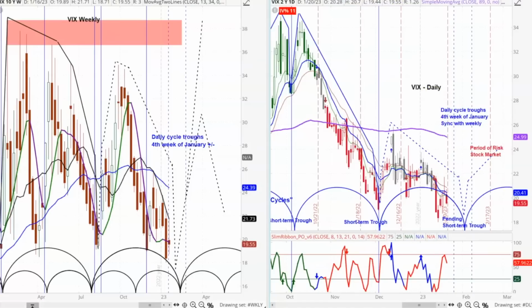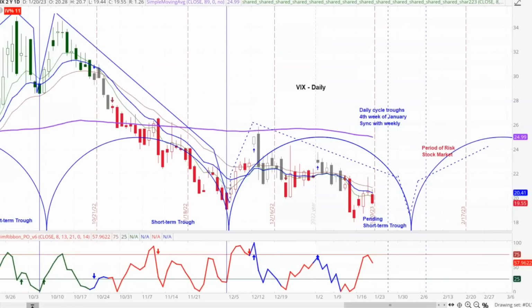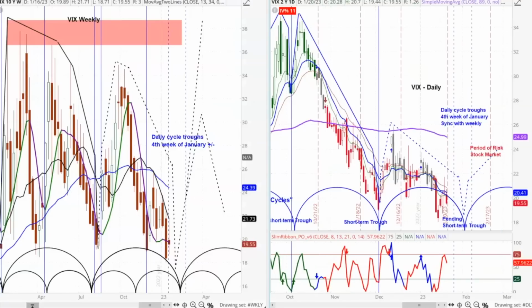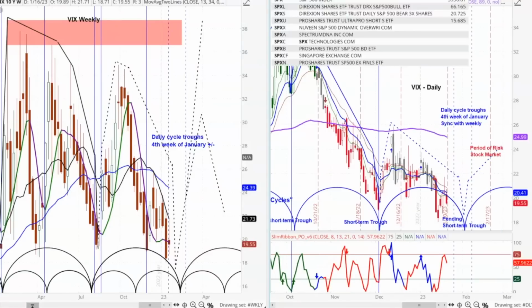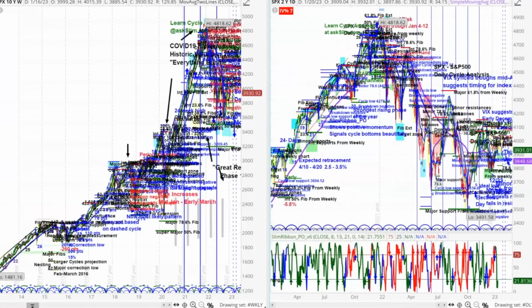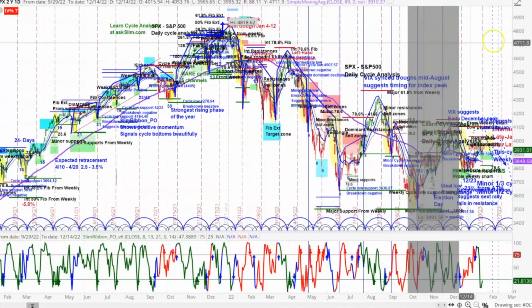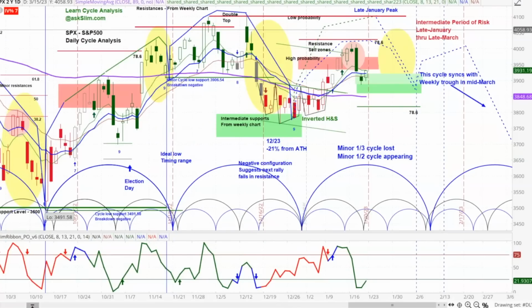So now let's just go to the daily, and I'm going to switch this over to... wait one second. We'll get this over to SPX. There we go. And we're going to look here at these last cycles right there. And you can see the amazing cyclicality. These ovals, these yellow ovals, show you where the period of risk is.